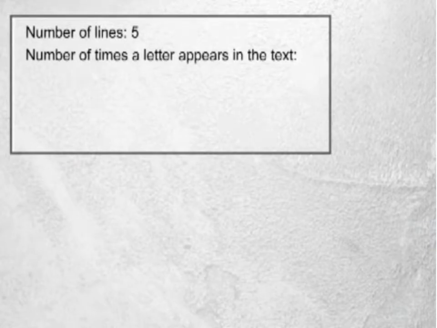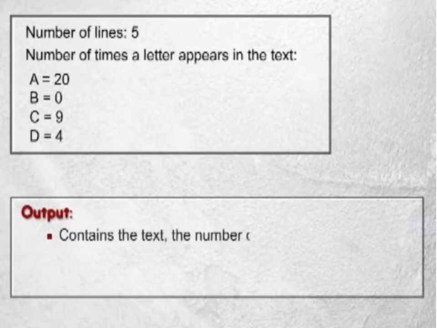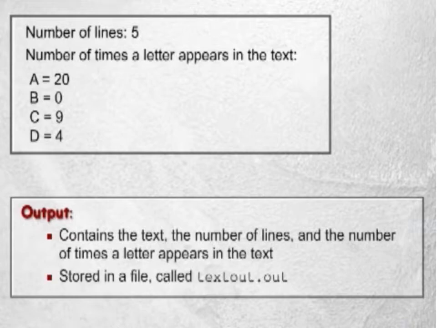In the text, the number of lines is 5, and the number of times the letter A appears in it is 20. B appears 0 times, and so on. Therefore, the output file contains the text, the number of lines, and the number of times a letter appears in the text. The output is stored in a file called textout.out.